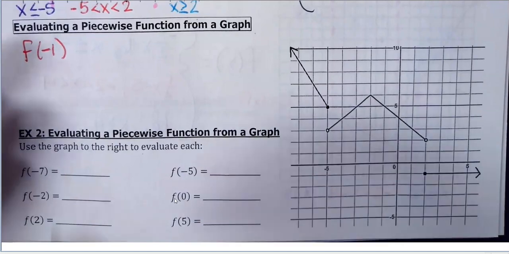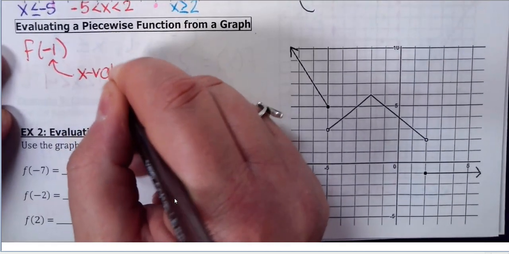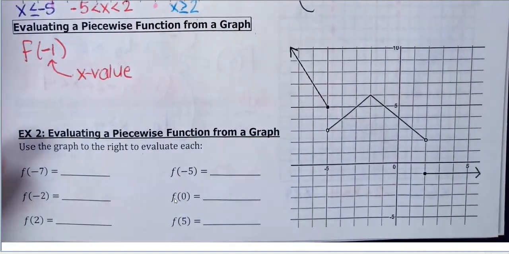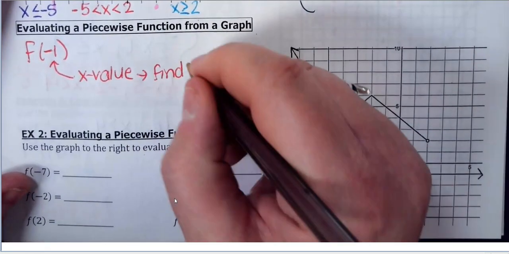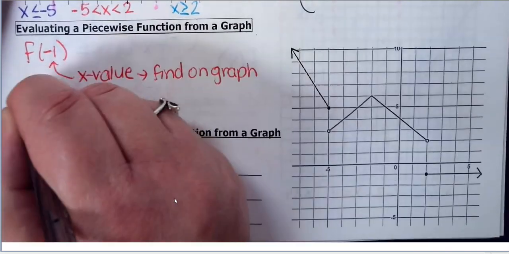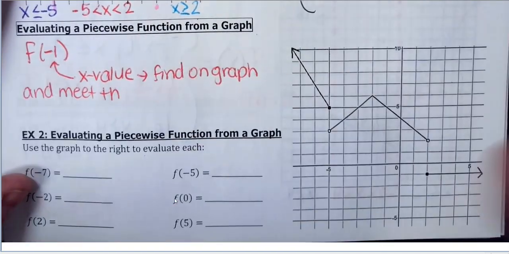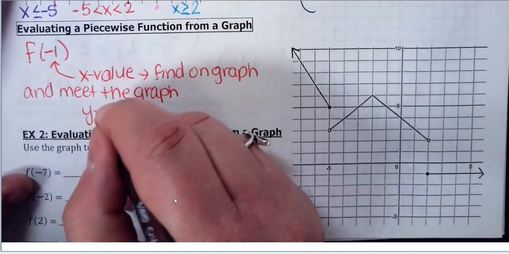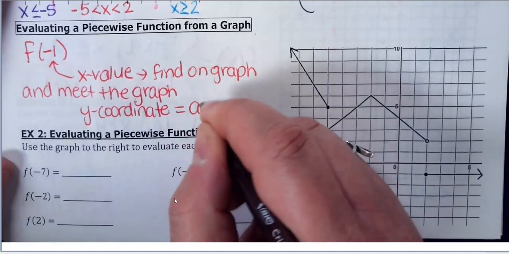Okay, here's what this means. Whatever is in the parentheses is what we would call your input or your x value. All right, what you want to do, find that x value on the graph and meet the graph. Like, find where x is -1 and meet the graph. And then the y-coordinate of that point is going to be your answer.